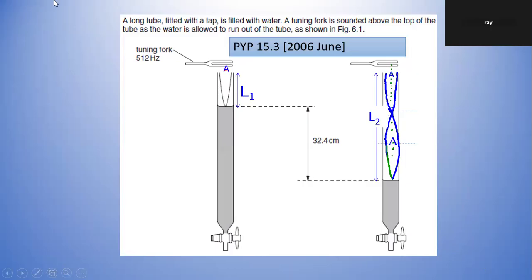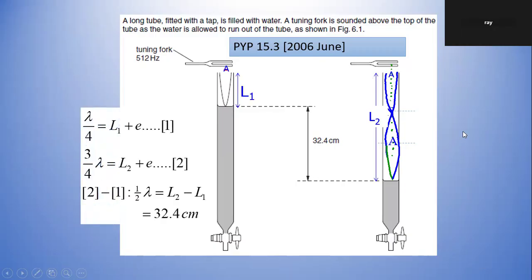That came out in the 2006 June paper. We will do this experiment later on. For L1, actually the antinode is slightly above. Not exactly at the top there, but slightly above. That's why we add E there. E is called the end correction. So this is a quarter wavelength, L1 plus E. Then this one is 3/4. Remember, these two are the same wavelength. 3/4 wavelength is L2 plus E.